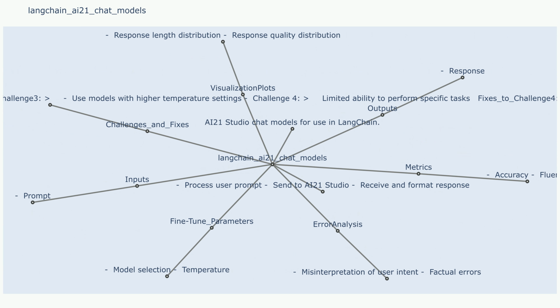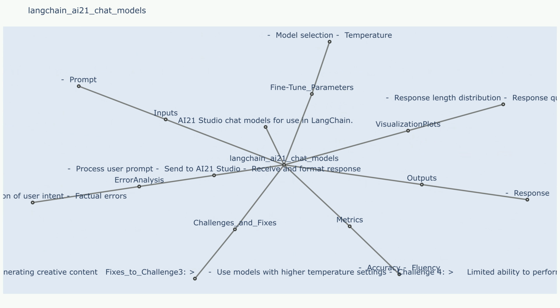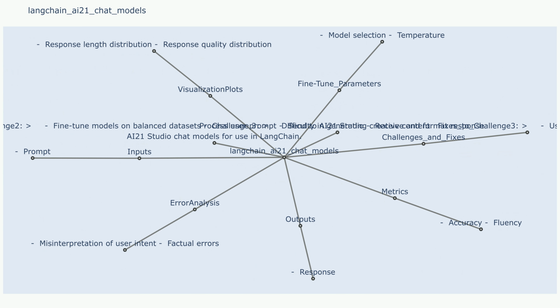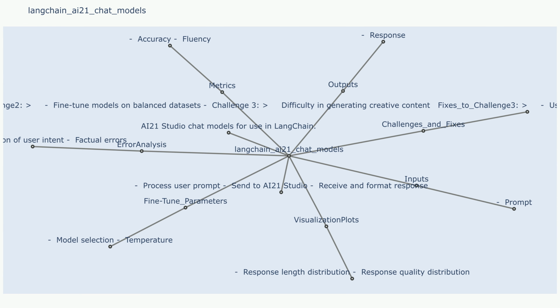It could be a generated text, a summarized version of the input, or a translated version of the text. Steps. Initialization. The Langchain AI21 chat models module requires you to provide your AI21 Labs API key for authentication and access to the models. Prompt creation. Construct the prompt that clearly instructs the AI21 model on what you want it to do. This could involve asking a question, providing context, or giving specific instructions.